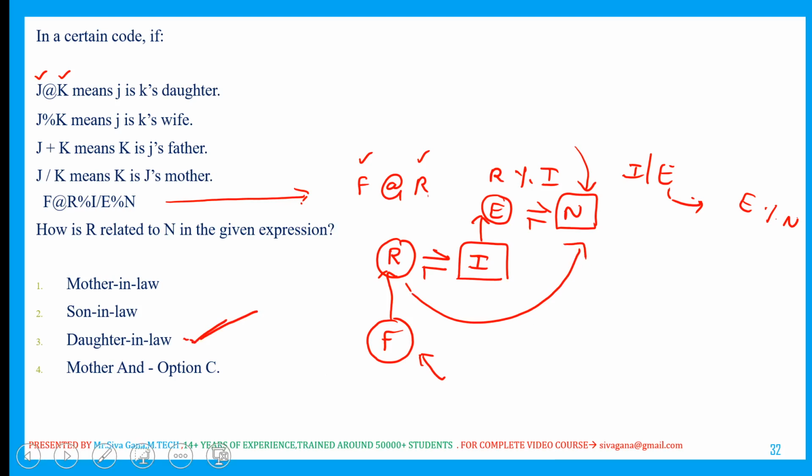That's it. Be careful, there is a chance to make a mistake here. Divided by: here JK is the sequence, here KJ is the sequence. You may take I as E's mother, but no, E is I's mother. You have to take it like this. Be careful, my dear viewers.